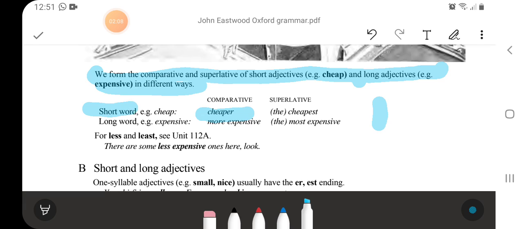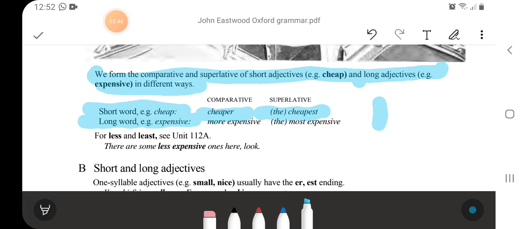So take a short word like cheap. When we form its comparative, we say cheaper, and the superlative form is cheapest. If you take a longer word which has more syllables, like a word which you can divide into more parts depending on the sound, like expensive, you can divide this adjective into three distinct parts. कैसे? क्योंकि उसकी sound तीन तरह की है. Expensive.